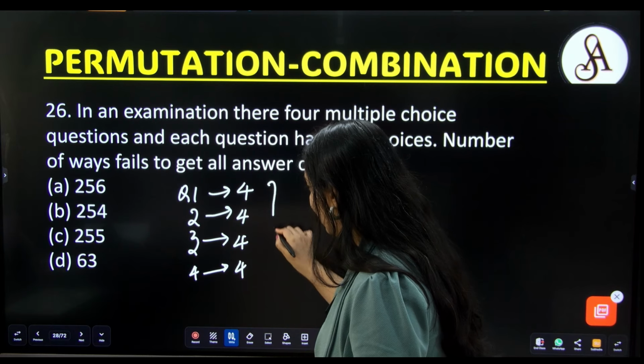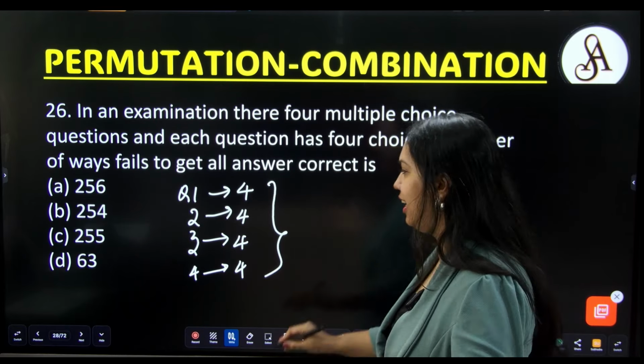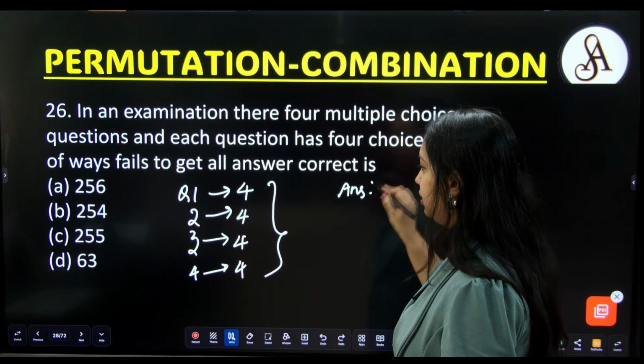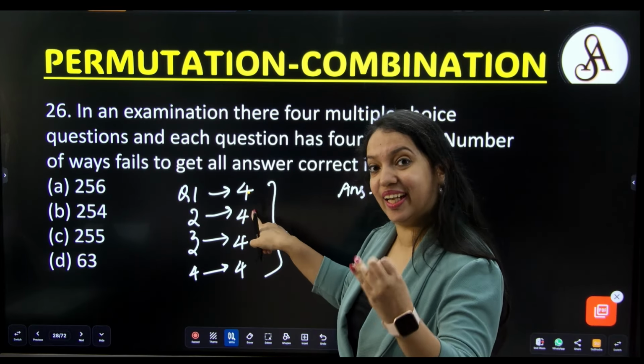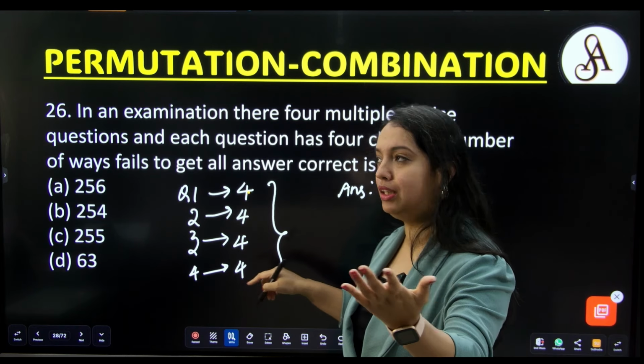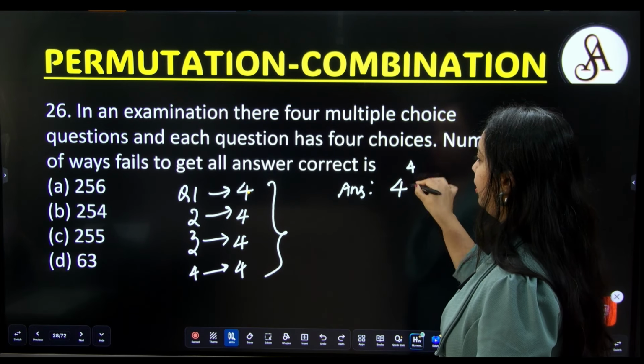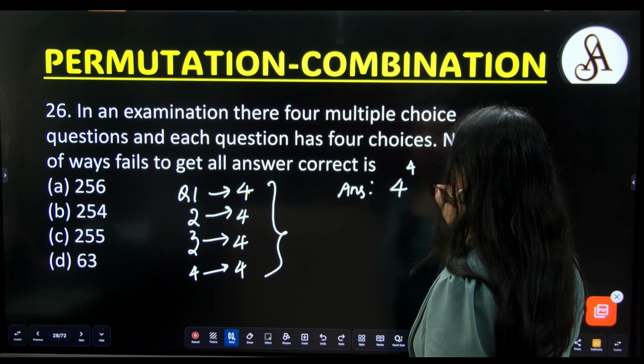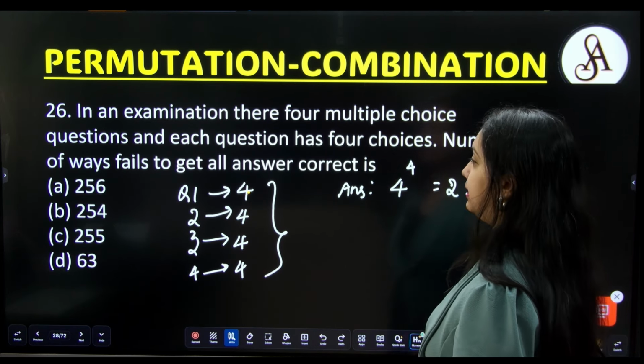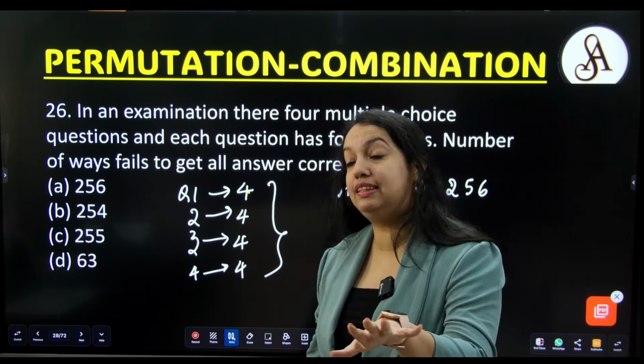Total number of ways in which you can answer, whether it is a correct answer or wrong answer, is first and second and third and fourth. And means multiplication. So 4 into 4 into 4 into 4, 4 power 4, which is equal to 256. This is the number of ways of answering.